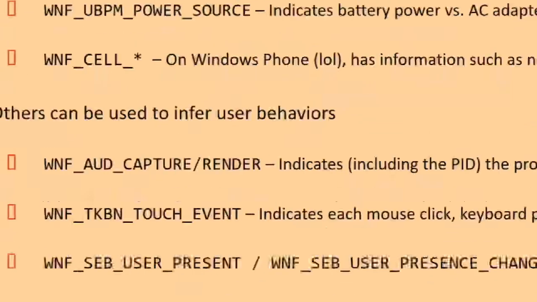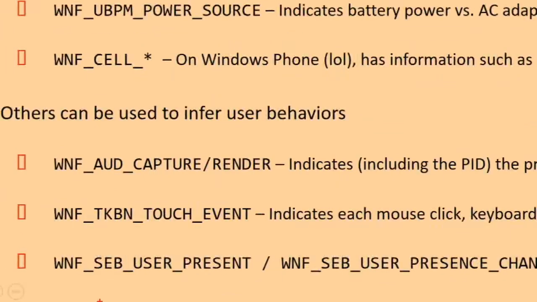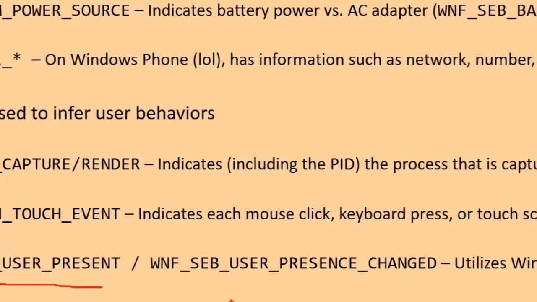There's one where you can infer user behaviors. For example, there's audio capture, audio render. This will give you a notification anytime someone plays any sound or anytime someone captures any sound. So anytime I use Cortana, the capture WNF ID gets notified. TKBN touch event registers a notification every single time I touch my touchscreen, press the mouse or press a key, boom, that gets notified. In fact, if you want to do user detection, Windows already has its own built-in user presence detector, and it will notify SCB user present or SCB user present changed when the user leaves or approaches the machine, based on the machine learning heuristics that Windows already has.